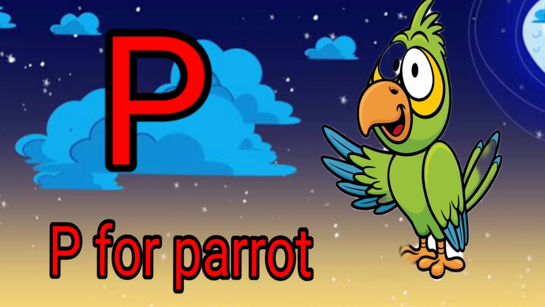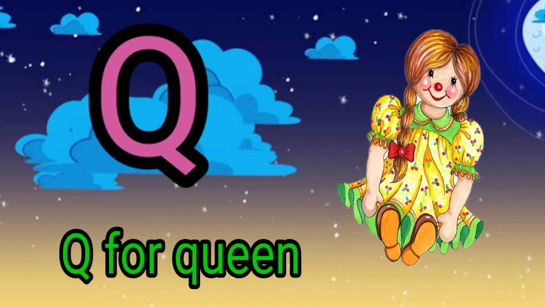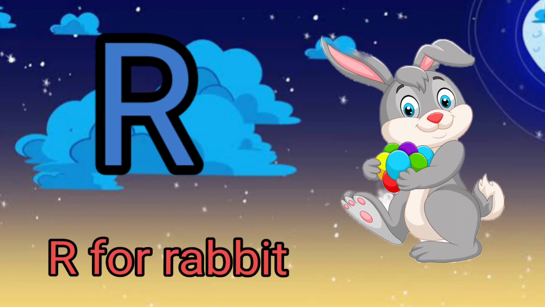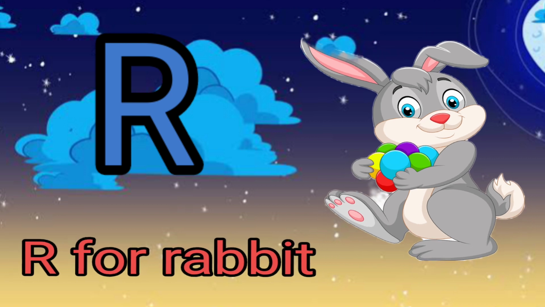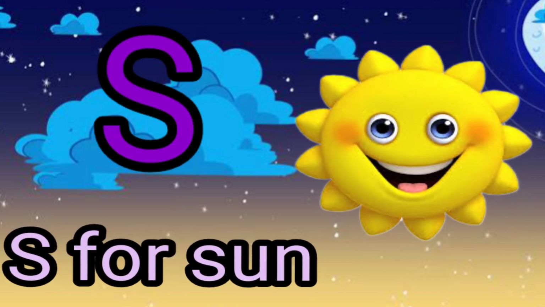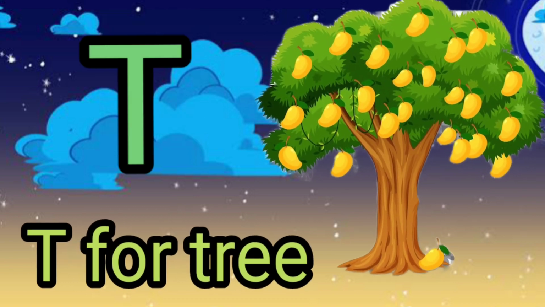P. P for parrot. Q. Q for queen. R. R for rabbit. S. S for sun. T. T for tree.